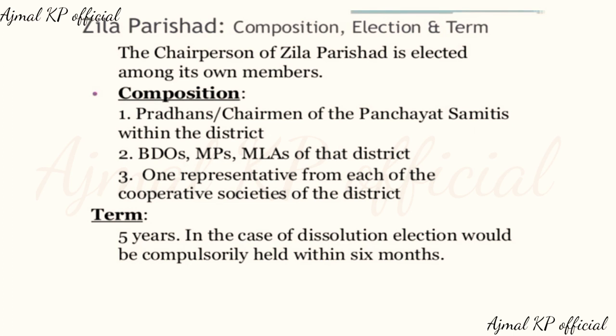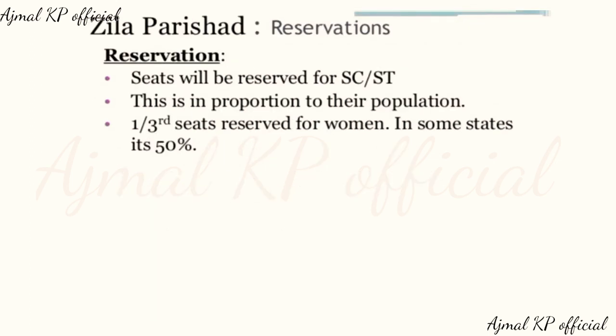Now there's a quorum for meetings of Zilla Parishad. How many members should be there? The majority of the total membership of Zilla Parishad is the quorum for its meeting. That means a majority of the total members has to be there to start the meeting. Then how many times does Zilla Parishad meet? It meets once in 3 months. Special meetings also can be held when requested in writing by 1/3 of its members. Otherwise, it meets once in 3 months.